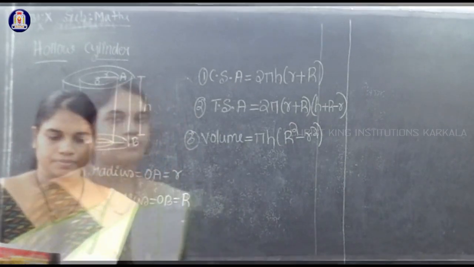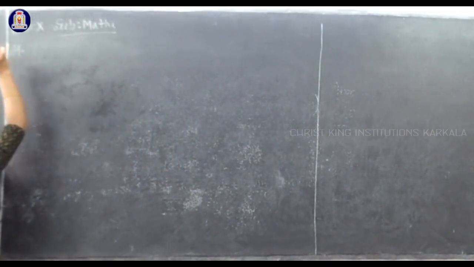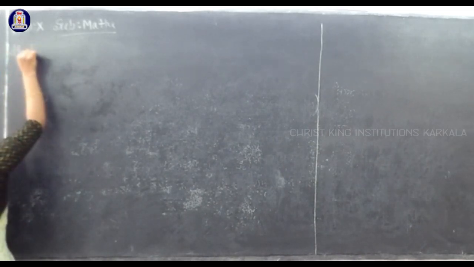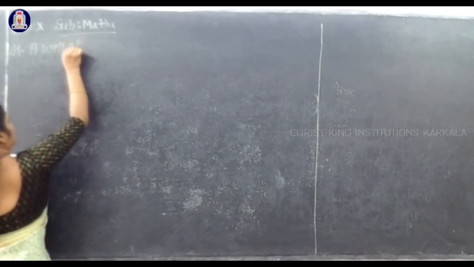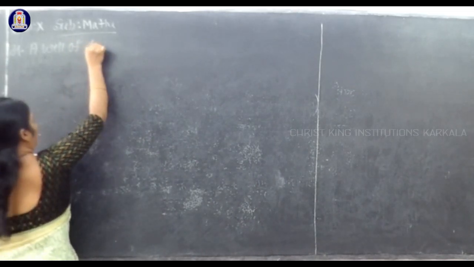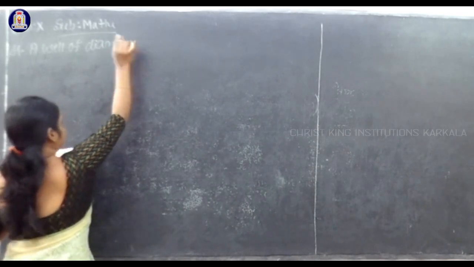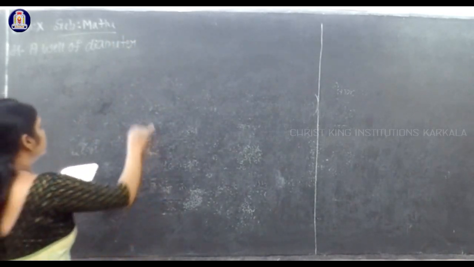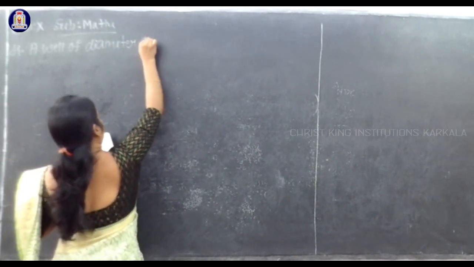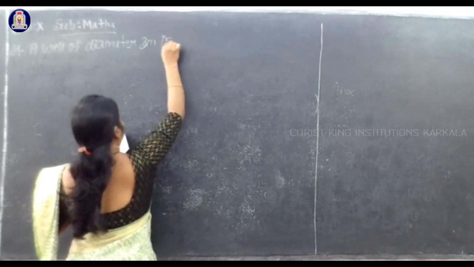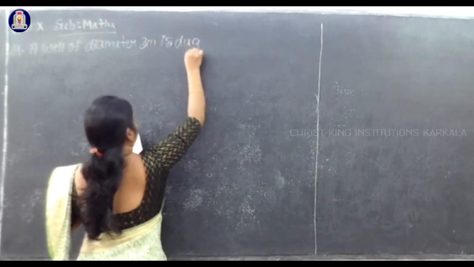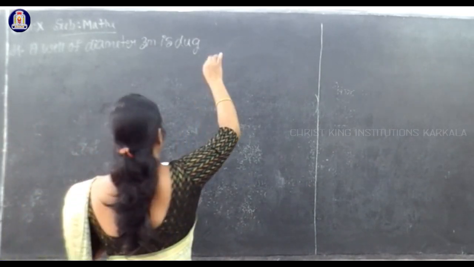We'll see the next question. Fourth question. A well of diameter 3 meter is dug 40 meter deep.